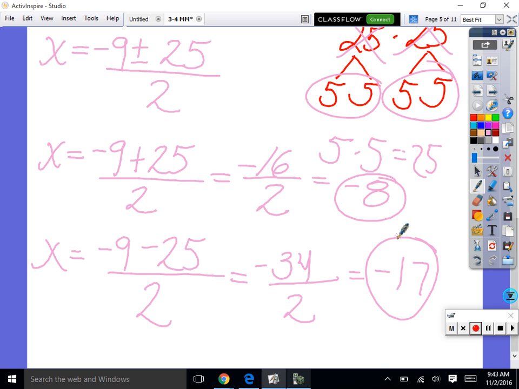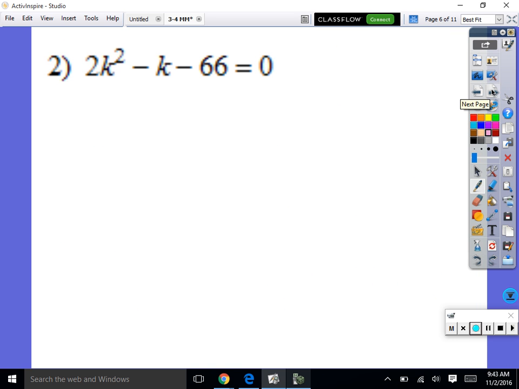Oh, it should be positive 16, right? This should have been positive 16. And then this would be positive 8. Good fix, Logan. Is everybody good with that? Okay. So do you want to do another one, or are you ready to practice something like that? One more, another one, one more.